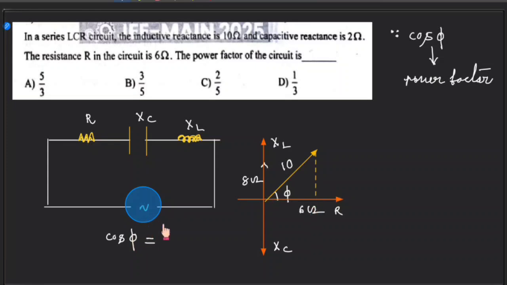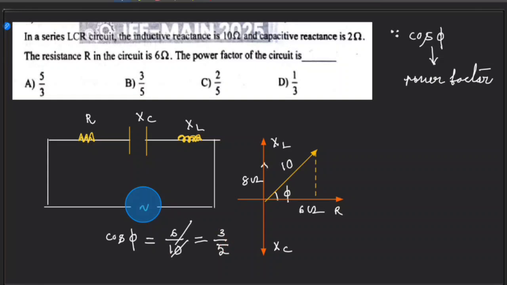Opposite is 8. And adjacent, hypotenuse is how much? 10. Therefore, this can be written as, my mistake, cos phi, right? So this can be written as 6 by 10, adjacent by hypotenuse, 6 by 10, that will be equal to 3 by 5. That is the answer for this question, right?